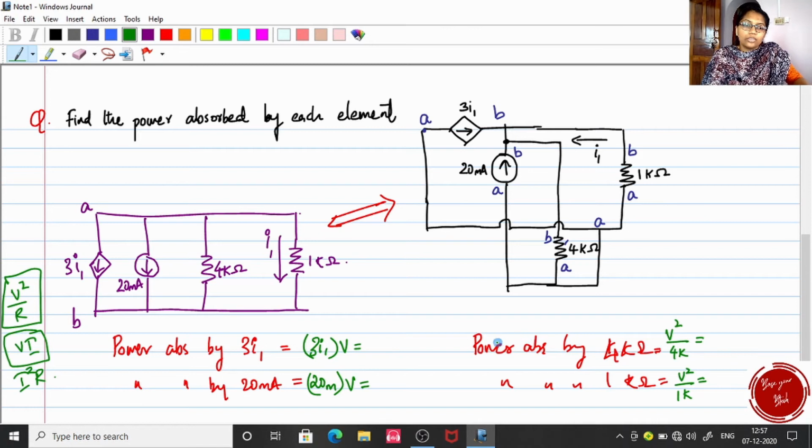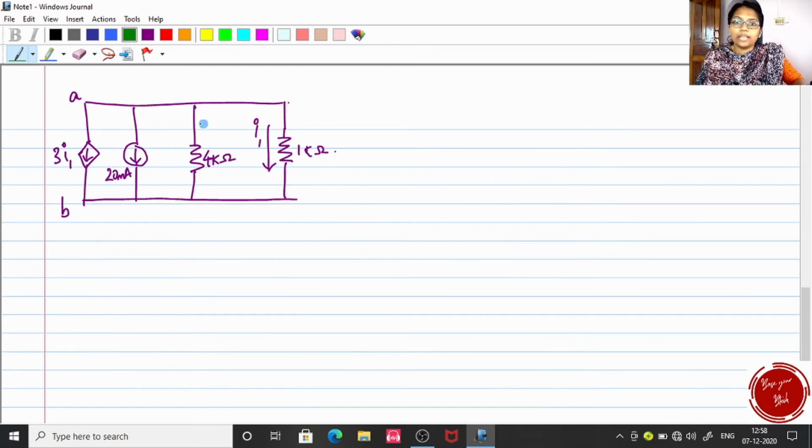Okay, so let's continue answering this. Let's make use of the KCL rule. So let's apply the KCL rule. For that we need to identify or mark the reference point. Let this be the reference point. The reference point is always marked at the bottom of the circuit. So this is the reference point, V equal to 0.